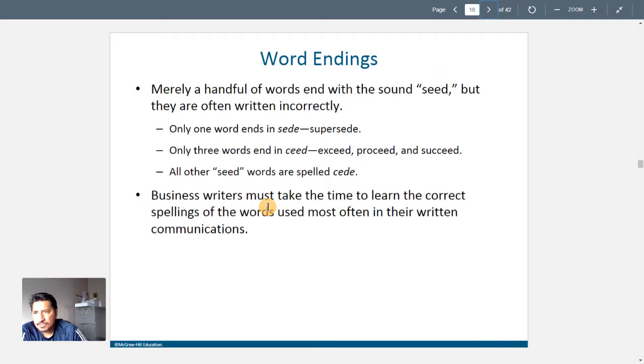Business writers must take the time to learn the correct spellings of the words used most often in their written communications. So every time when you would be writing a letter to a client for an inquiry, or writing a report, submitting an essay for your assignments, always look for correct spellings.